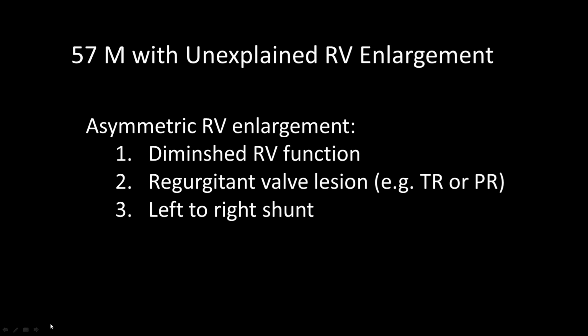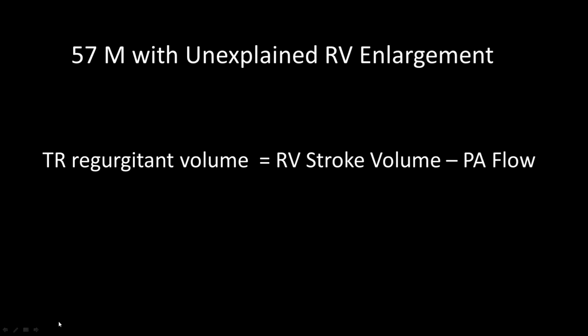We saw a brief puff of tricuspid regurgitation in the four-chamber view. It didn't look significant, but TR can be difficult to quantify just by looking at the jet. I don't recommend trying to do it that way. The easiest way to quantify tricuspid regurgitation is to calculate the regurgitant volume by subtracting the main pulmonary artery flow from the RV stroke volume. Unfortunately, the site didn't acquire any flow data.